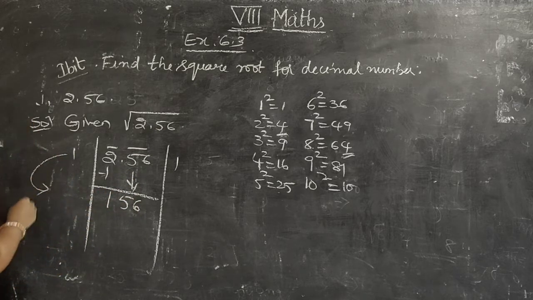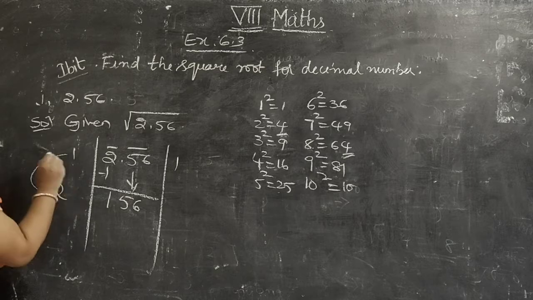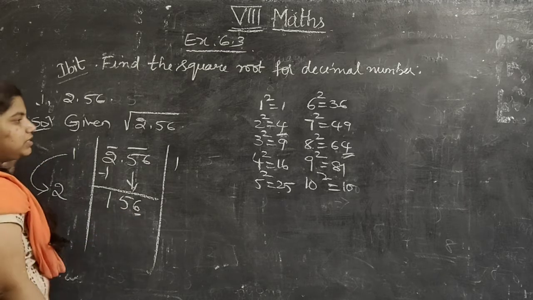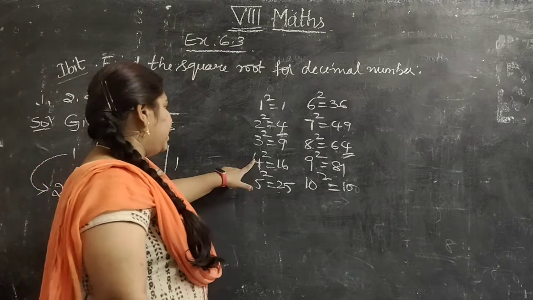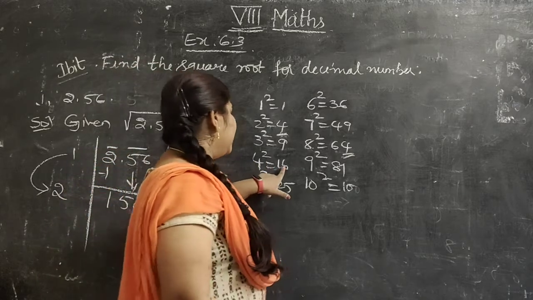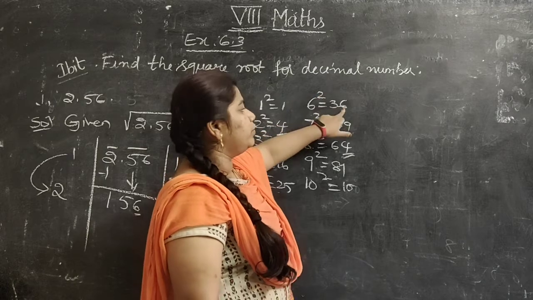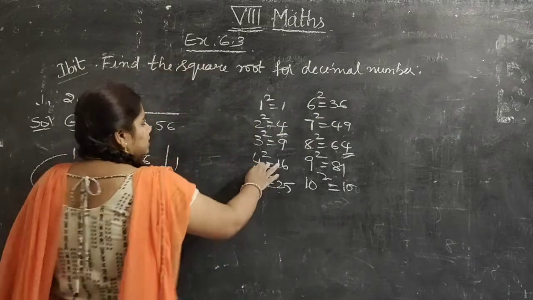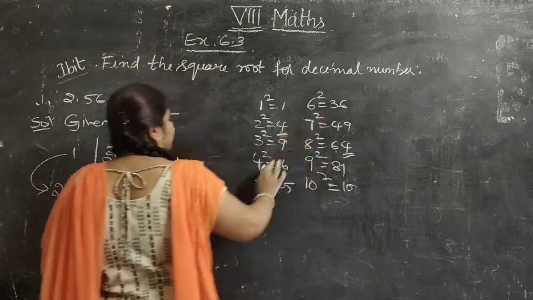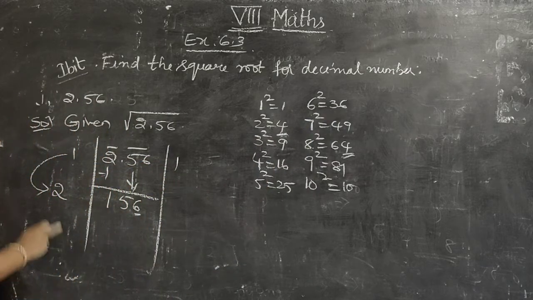So now you double this value. 1 double is 2. Now what is the last digit here? 6. So where you are seeing the 6, in case of 4 square the units place is 6. And also in case of 6 square the units place is again 6. So the answer will be in these two numbers only. So first I am applying 4 here.